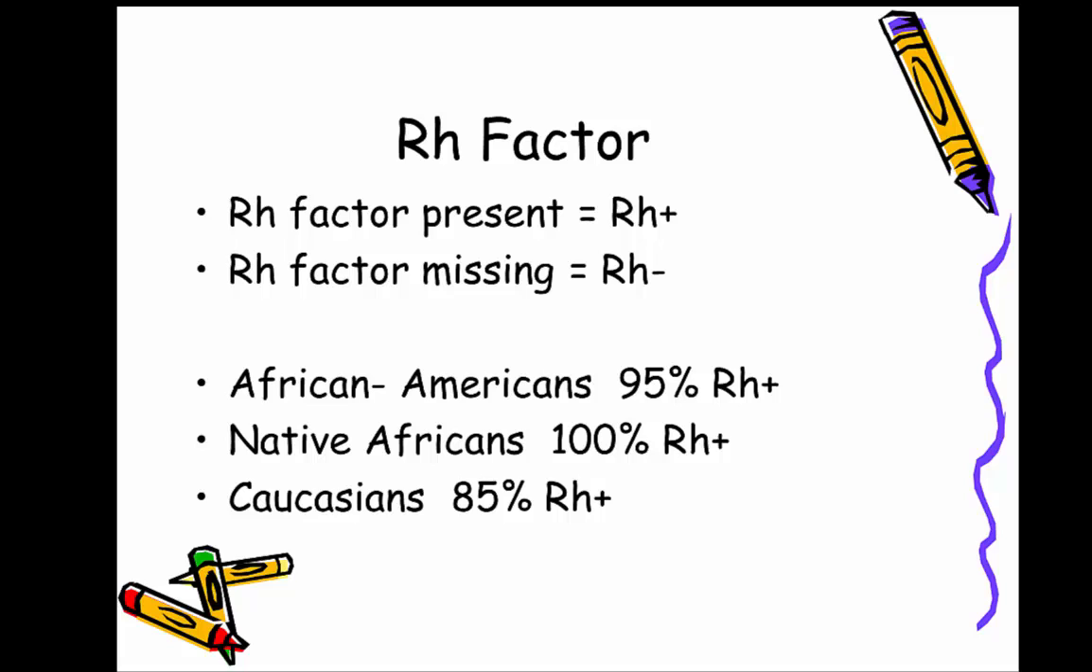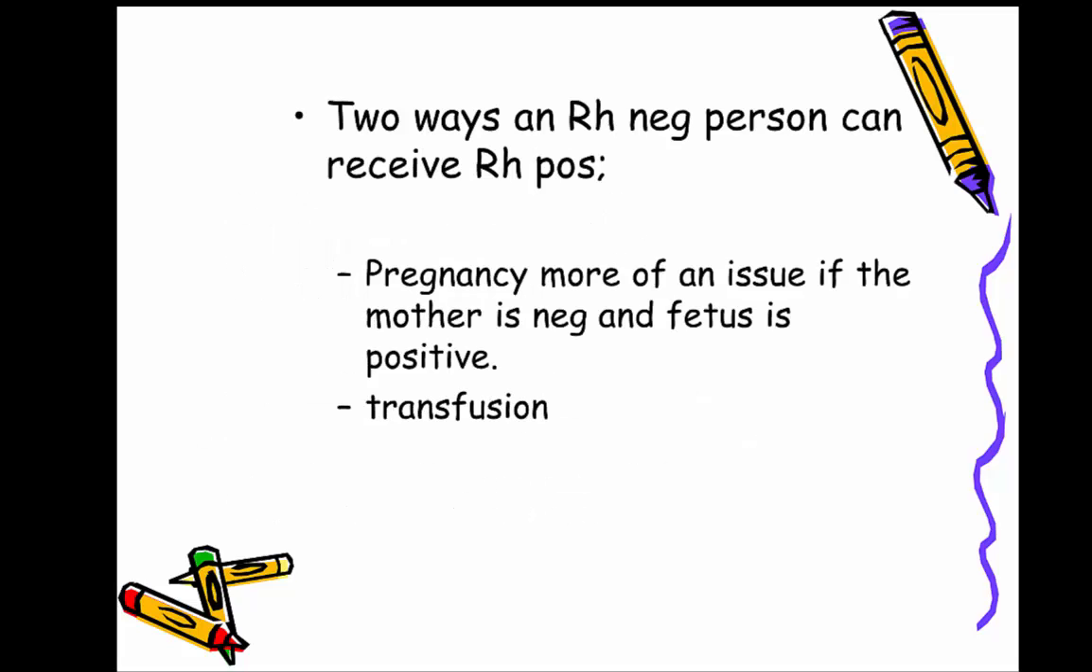We have RH factors. So RH factor, you can be positive or negative. If you're positive, it's present. If you're negative, it's missing. Most African Americans are RH positive. This is according to the text that I used. Most Native Americans are primarily RH positive, and Caucasians are about 85% RH positive. So, two ways an RH negative person can receive RH positive: during pregnancy, when the mother is negative and the fetus is positive, and it can happen through a transfusion.